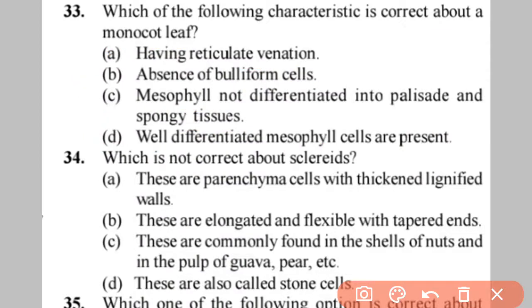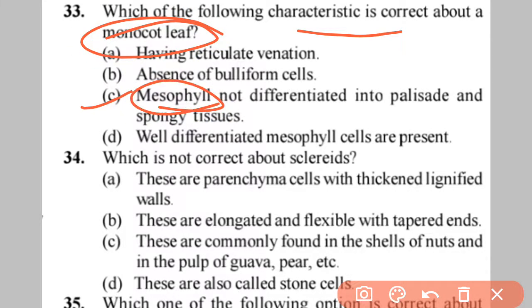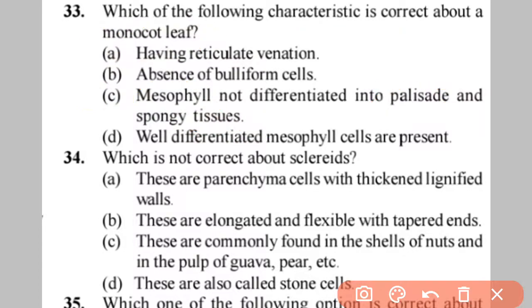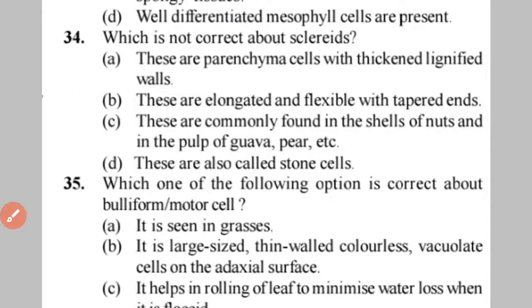So here for question number 33, the correct option is option C. For monocot leaf, basically mesophyll is not differentiated into palisade or spongy tissue. So option C is correct here. Let's move on to question number 34.